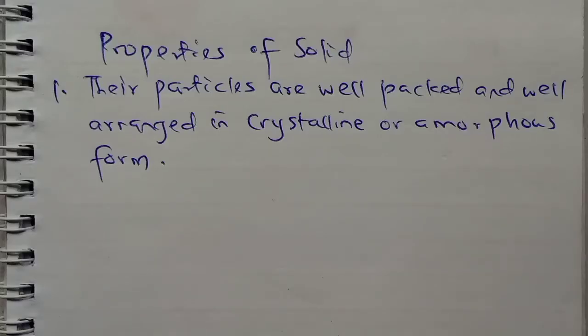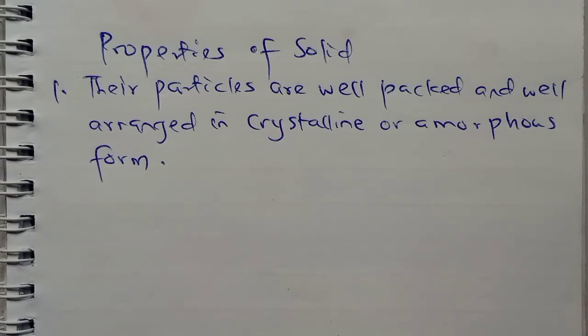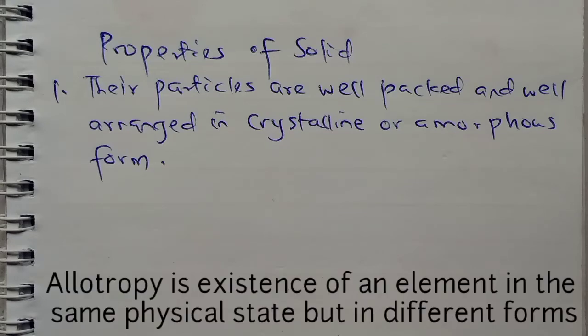One of the properties of solid material is that their particles are well packed and well arranged, and this arrangement is in crystalline or amorphous form. That is why as you go further in chemistry, you will understand that ionic compounds are mostly in crystalline forms. Metals are mostly in crystalline forms. Now when we have carbon, silicon, and sulfur, we have amorphous allotropes and crystalline allotropes of carbon or sulfur. When we go further, you will understand that.